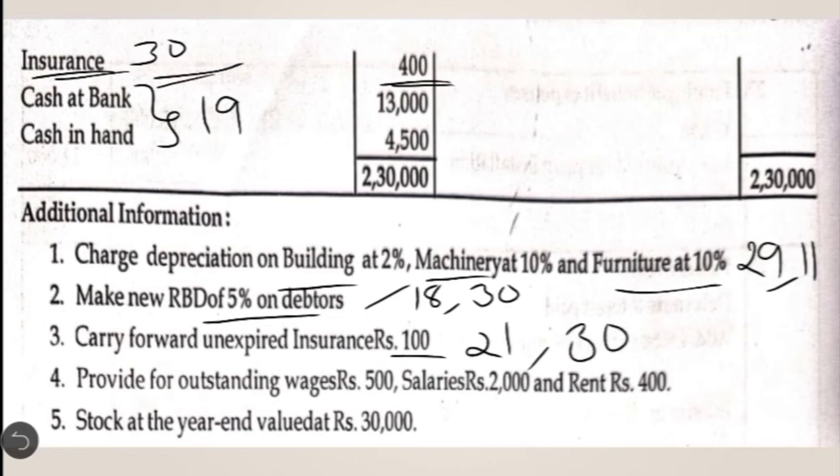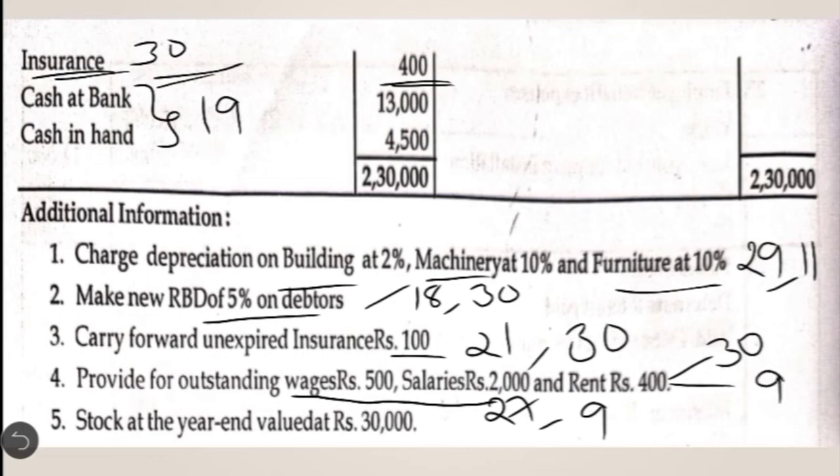Then provide for outstanding wages, outstanding salary, and rent. Outstanding wages and salaries, both of them we are going to take in note number 27 because it is relating to employee benefit expenses. One more time, as they are outstanding expenses, we are going to show also in note number 9, that is other current liabilities. Rent we are going to show in note number 30. To the paid amount we are going to add this outstanding amount, and one more time in note number 9, that is other current liabilities.